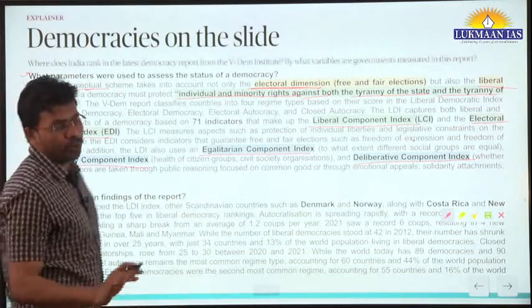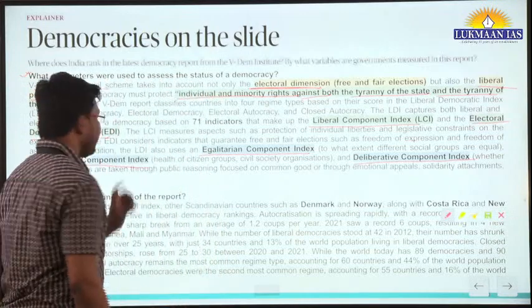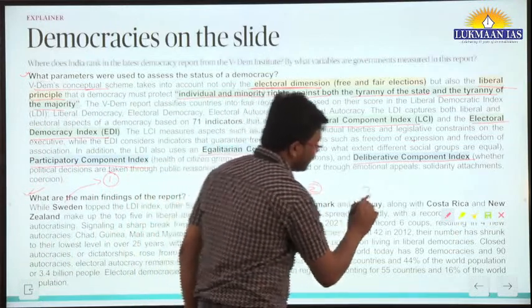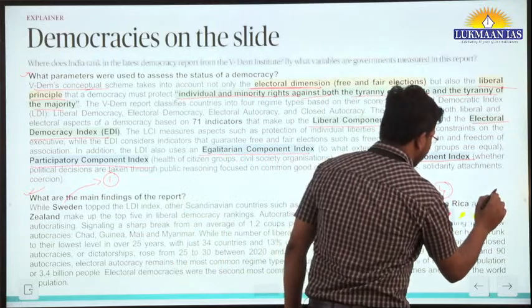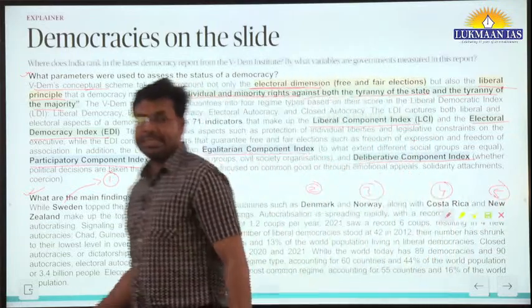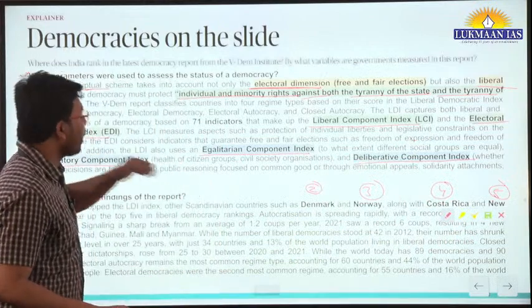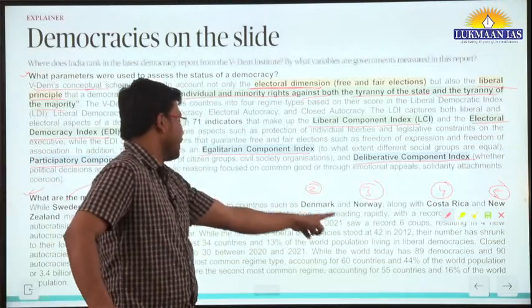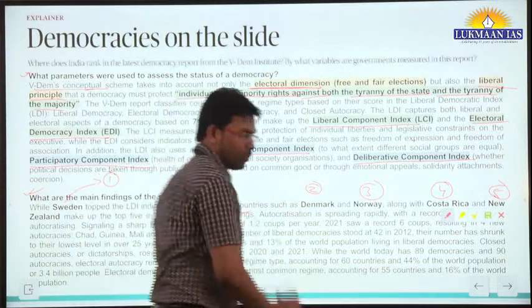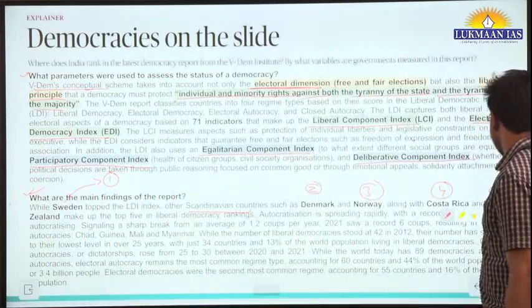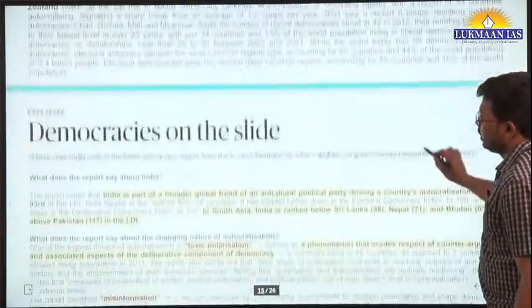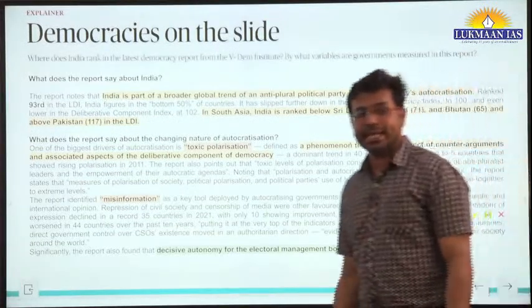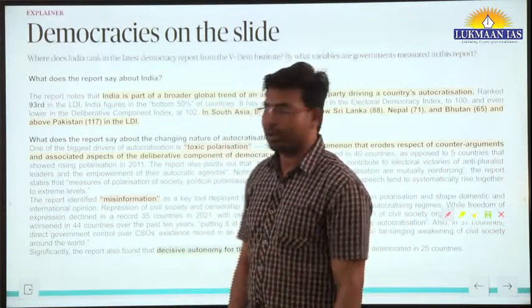So this report was topped by 5 countries. If we talk about the top 5 countries, the first is Sweden, second is Denmark, third is Norway, fourth is Costa Rica, and fifth is New Zealand. So these are the 5 countries that have topped this report. Sweden, Denmark, and Norway are known as Scandinavian countries. Now, if we talk about the ranking of India, India was ranked below many countries in South Asia.